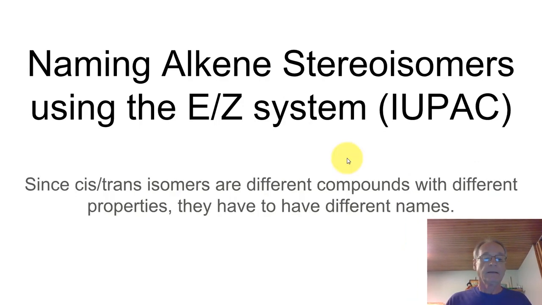Since cis and trans isomers are different compounds from each other, as we've seen in previous videos, with different properties, they have to have different names. If you've separated the cis from the trans, you have to put one in one bottle and one in a different bottle, then you have to have a label, a name to put on the label so that whoever's going to use those compounds will know which one is which. So that's why it's important to have that as part of the name.